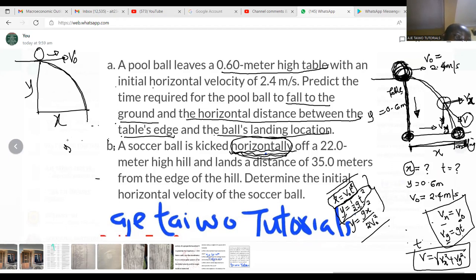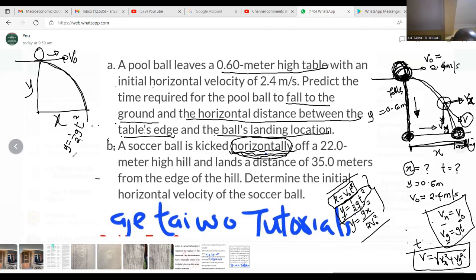Y equals, watch me please, GT squared. Please help me. What's our Y? 0.6. Y is 0.6. Thank you.